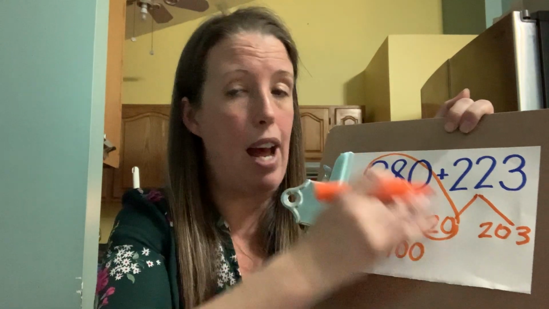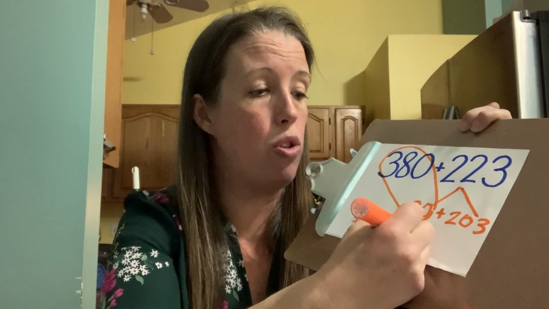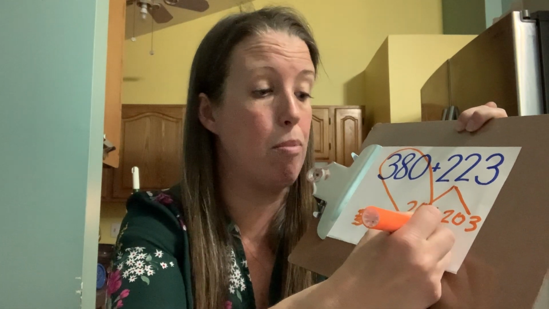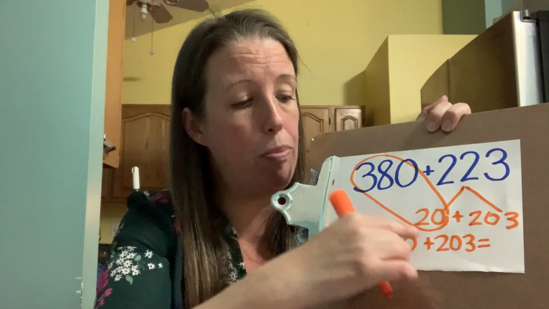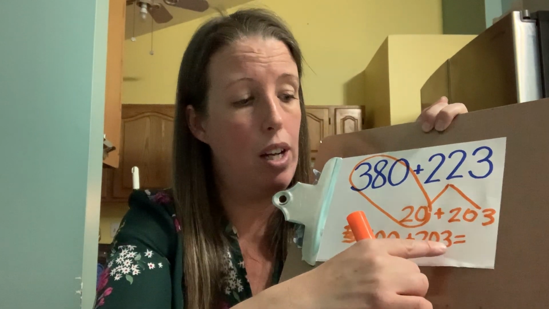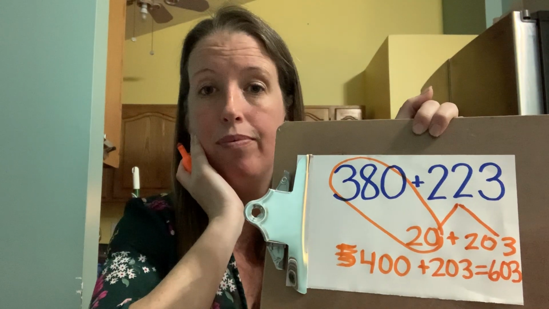So I have my 400 plus this 203, which still hasn't been added to anything. And what will I get? Well, 400 plus 200 is 600, plus 3 more, 603. Okay? So I'm going to give you one to try.